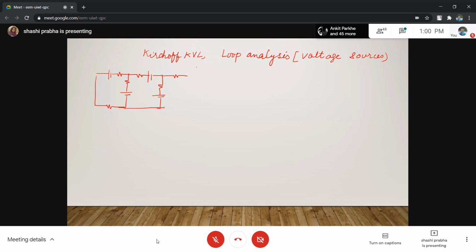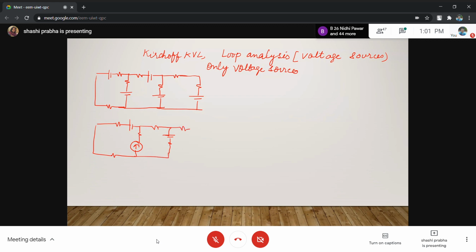Okay, this type of numerical you are able to do. This particular circuit consists of only voltage sources. Now I am going to draw one circuit. Please see this circuit carefully. This circuit has current sources also. Okay, this circuit has current source.